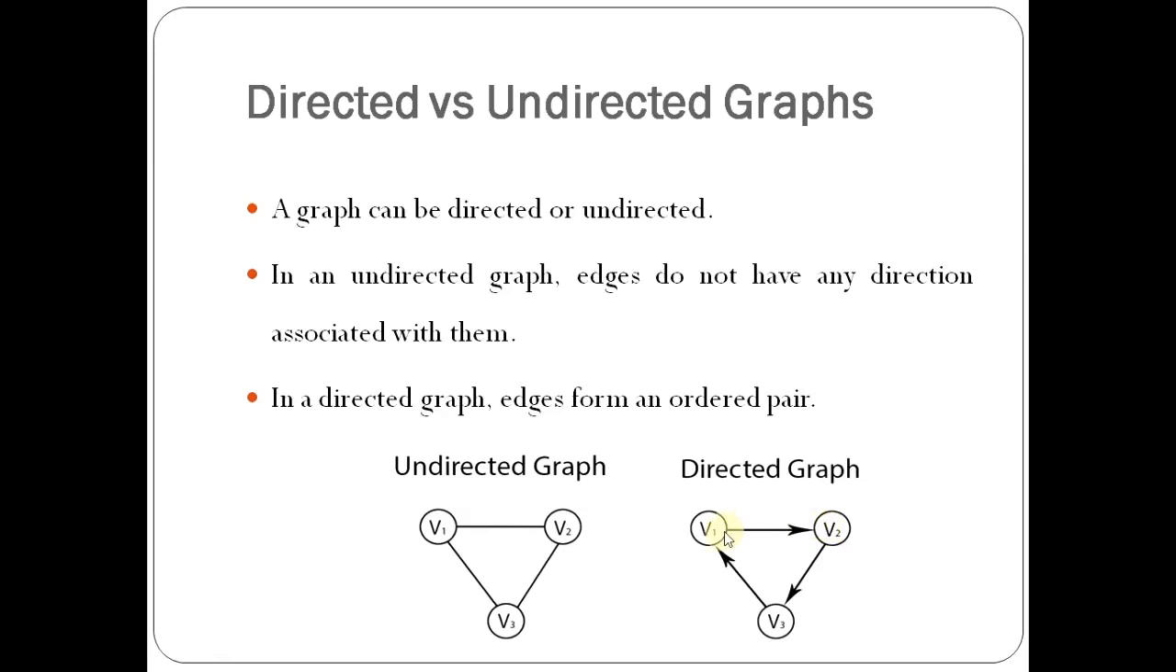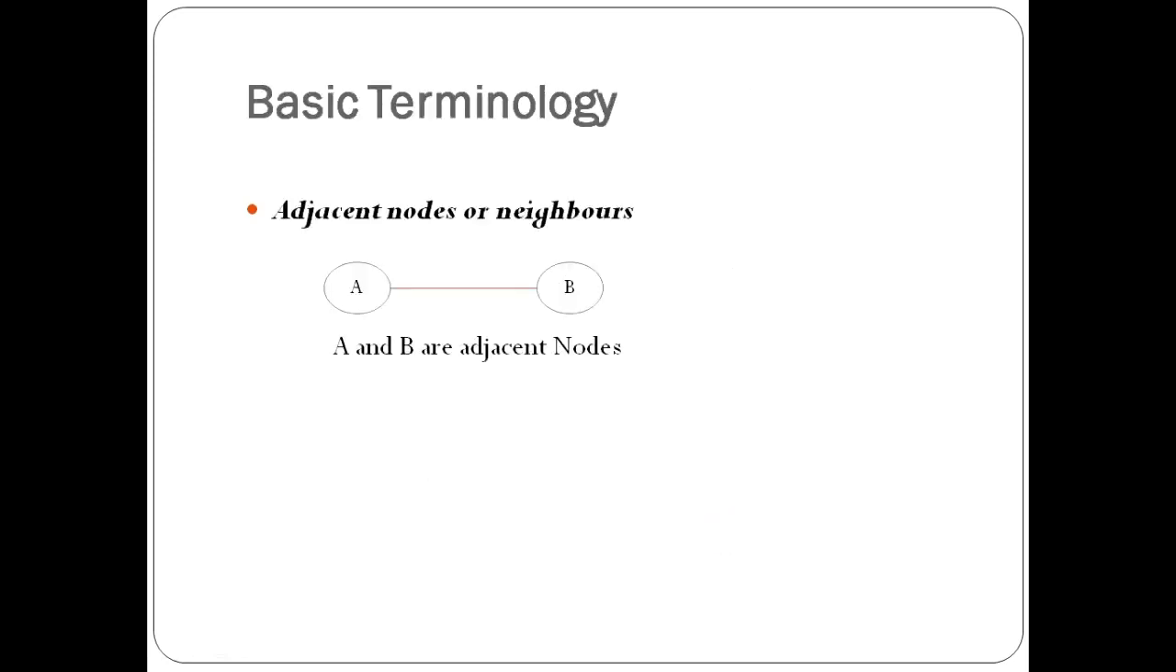Now we are considering the basic terminologies associated with a graph. The first one is the adjacent node or neighbor. Two nodes, A and B, are said to be adjacent to each other if there exists a direct path between the two nodes. I am repeating, if there exists a direct path, it means there is no intermediate node between the two nodes. If A and B are connected directly, then we can say that they are adjacent nodes.